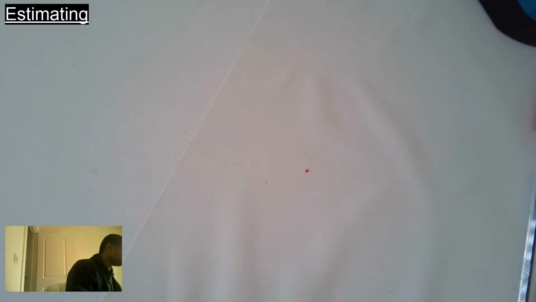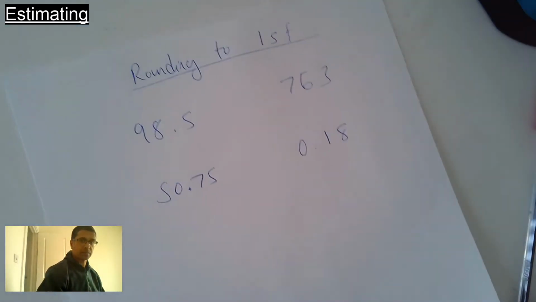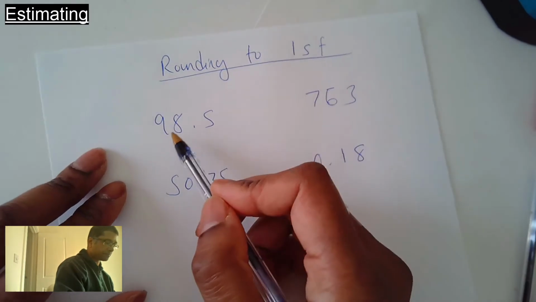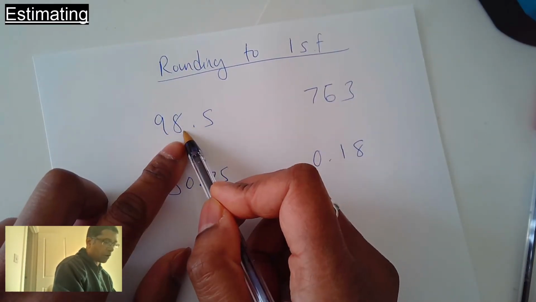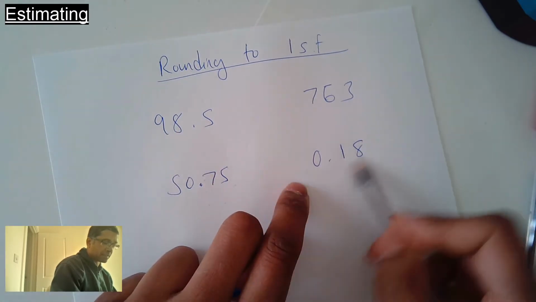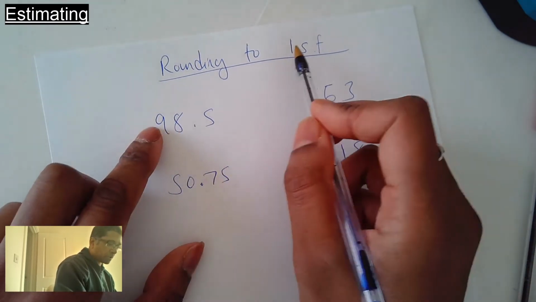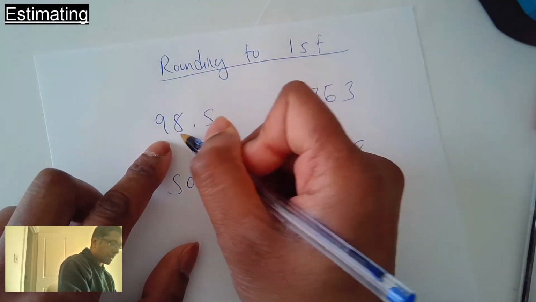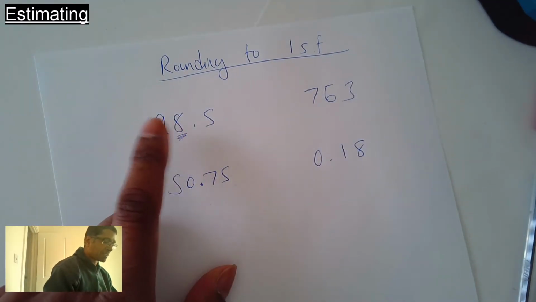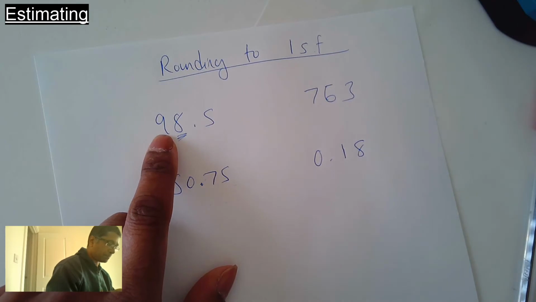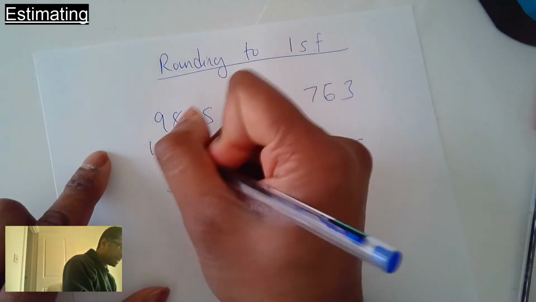You also need to know how to do rounding to 1 SF. So to round to 1 SF, look at the second digit. Always look at the second digit. This one has an exception. Don't look at the first one, look at the second one and ask yourself the question, is it 5 or more? If it is, the 9 will round up. So 9 becomes a 10.